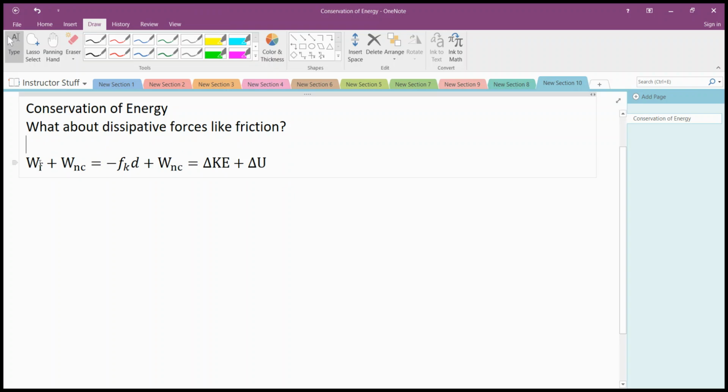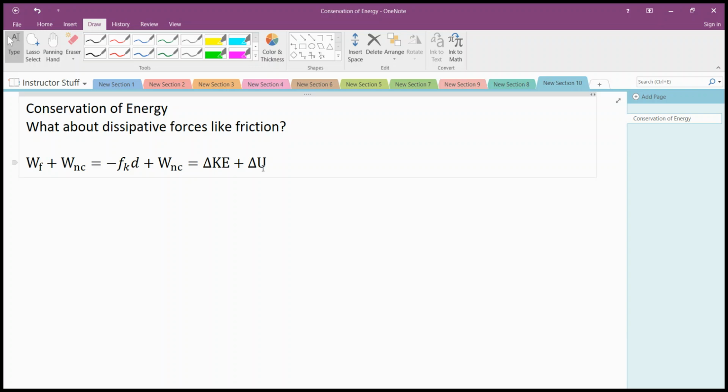So we can split that work into the work done by friction and the work done by the other non-conservative forces. The work done by friction will just be this term right here, where Fk is the kinetic friction force and d is the distance that the object slides. We assume that the kinetic friction force is constant, as we usually do, and it is negative because the force of friction is going in the opposite direction that the object slides. Then, of course, we can set all this equal to the change in kinetic energy plus change in potential energy. That is the change in mechanical energy according to the work-energy theorem.